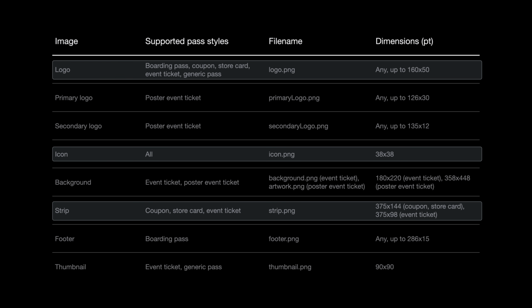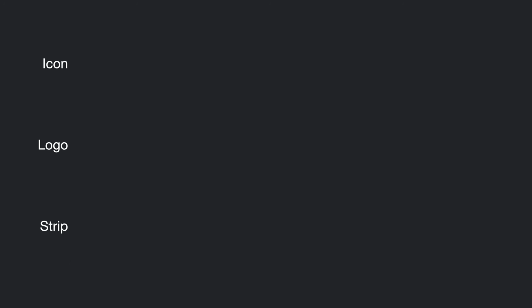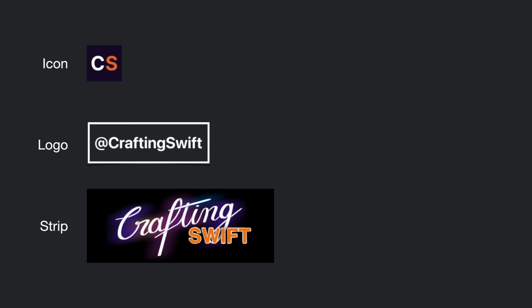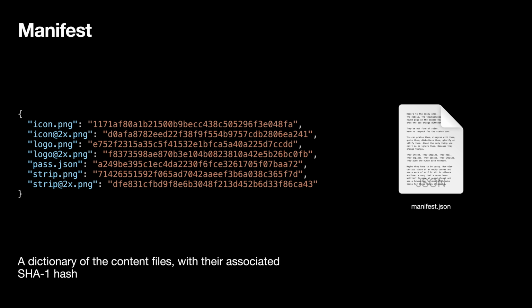Here's a table taken from Apple's Human Interface Guidelines for passes. In my case, these are the sample assets for the pass I'm building. The next step is to build the manifest.json file. It's basically a JSON dictionary that lists all source files under SHA-1 hash.